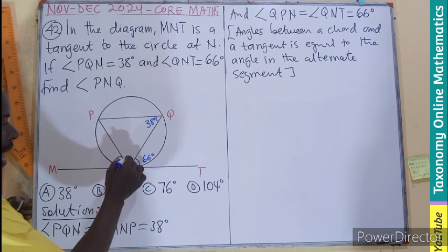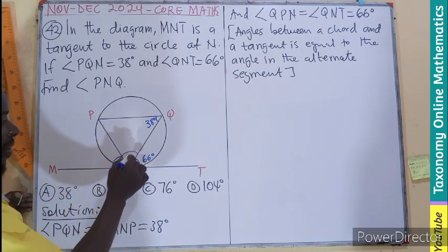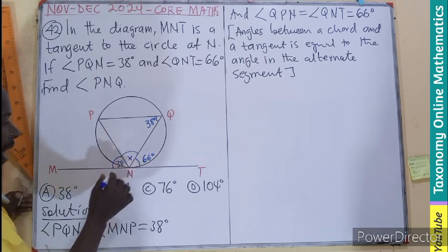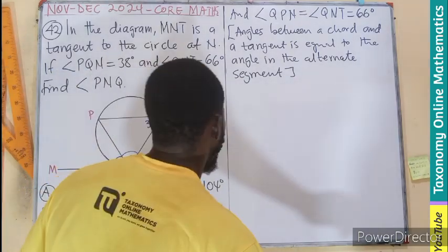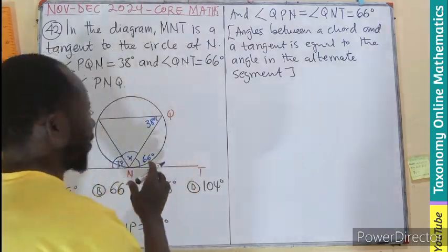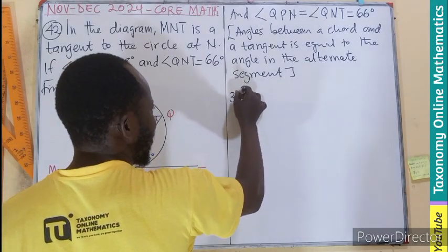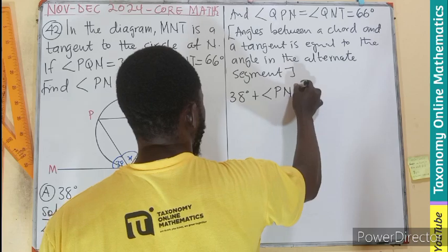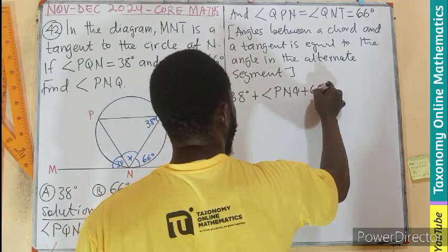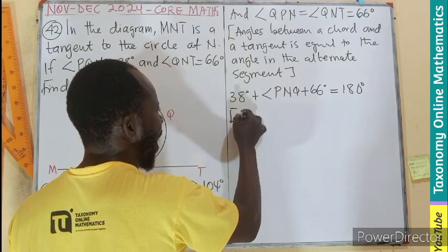So if that is clear, then I can say that the angle here and the angle here, I am looking for, this is going to be 38, and I'm looking for this angle. So if this is x, you see these three angles are going to be angles on a straight line. I can use that property. Since I've described the angles already, I'll be using the angle 38 plus the angle I am asked to find plus the angle 66 will give me what? 180, which will be angles on a straight line.